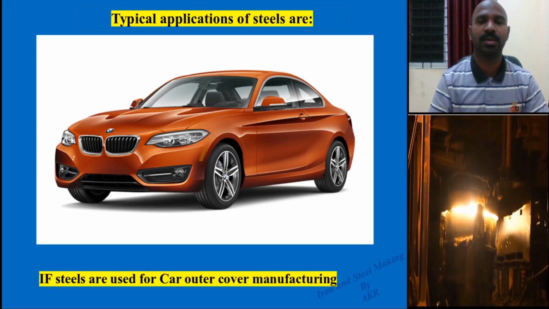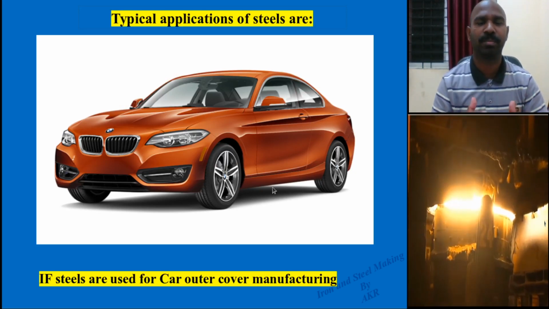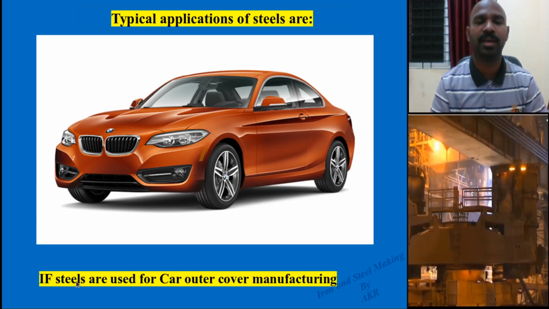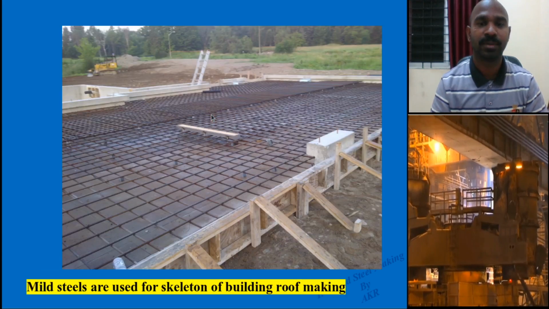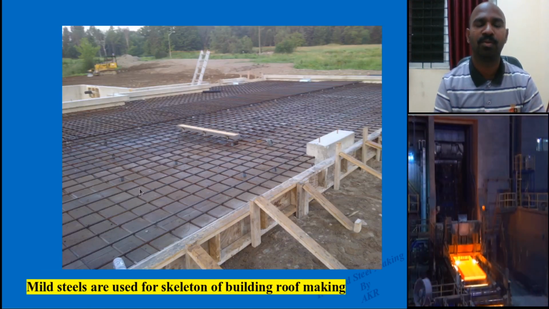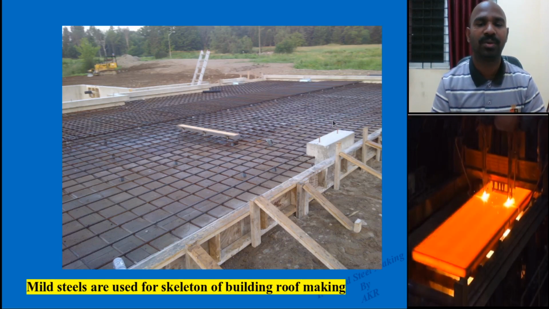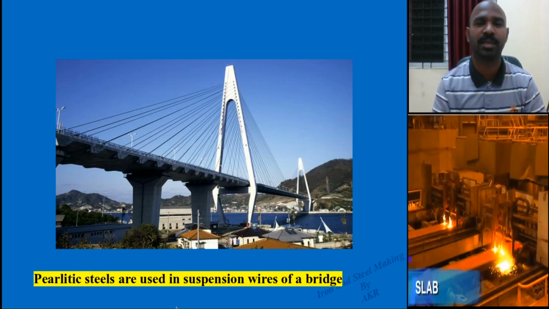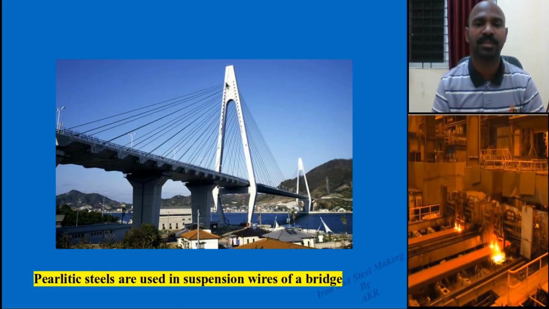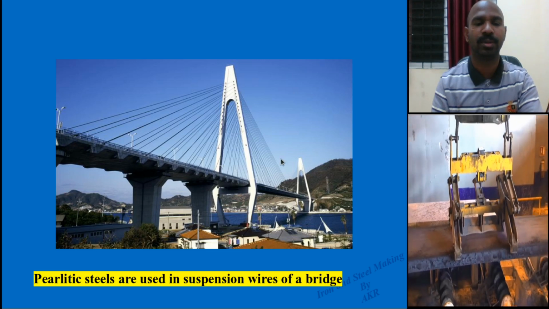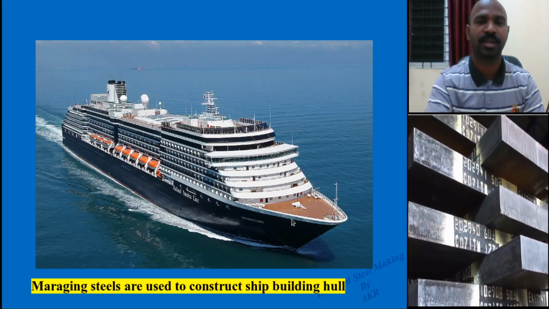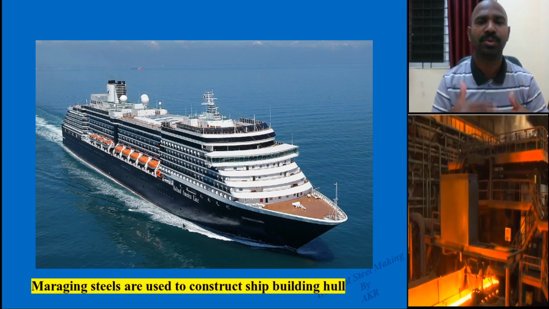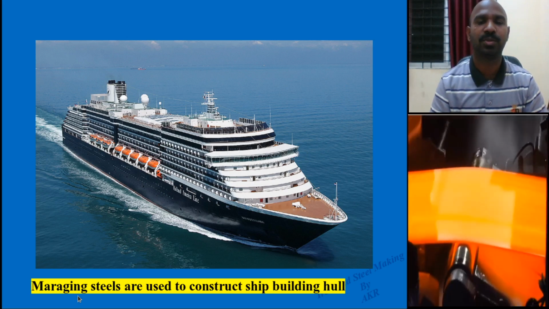The outer body cover of a car is made of interstitial-free steels, one application of steel. Mild steel is used for the skeleton of the roof in the construction industry, and pearlitic steels are used for suspension bridges, these long-length wires. And maraging steels are used for the ship hull; the bottom part of the ship hull is made of maraging steels.